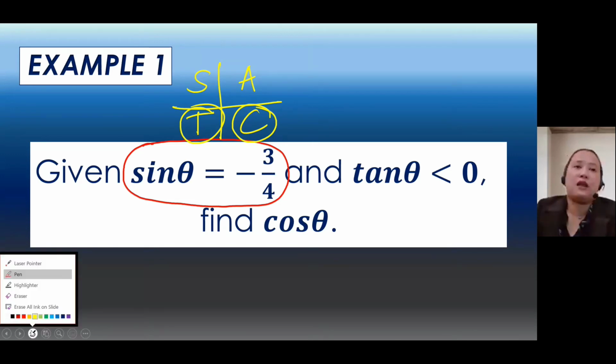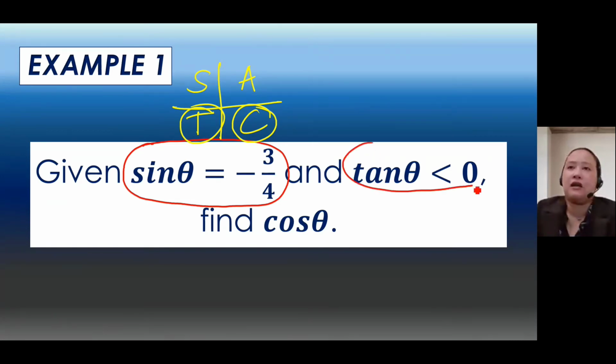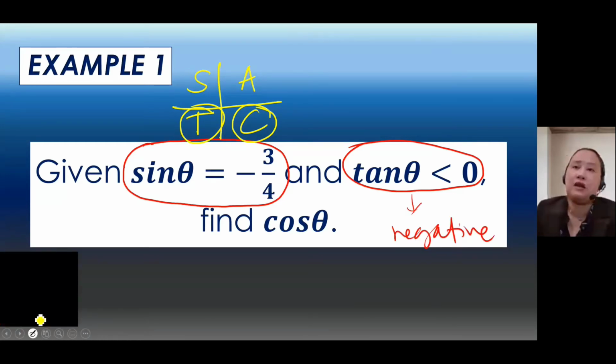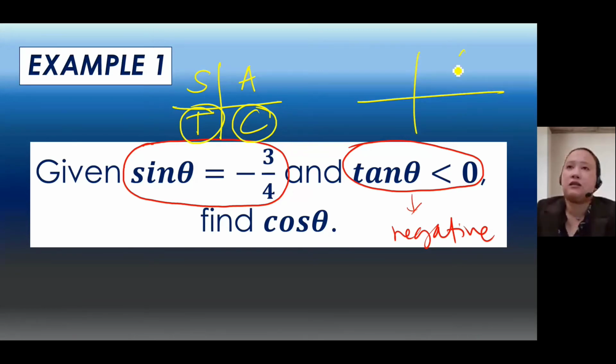Next, take a look at the next given, tangent theta less than 0. When we say tangent theta is less than 0, this means negative. So again, go back to the ASTC. In the first quadrant, all are positive. In quadrant 2, only sine and its reciprocal are positive, which means cosine and tangent are negative. So we can encircle this because tangent is negative in this quadrant.